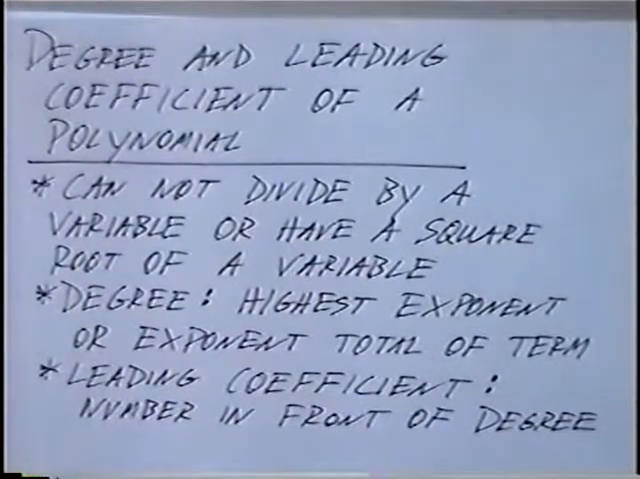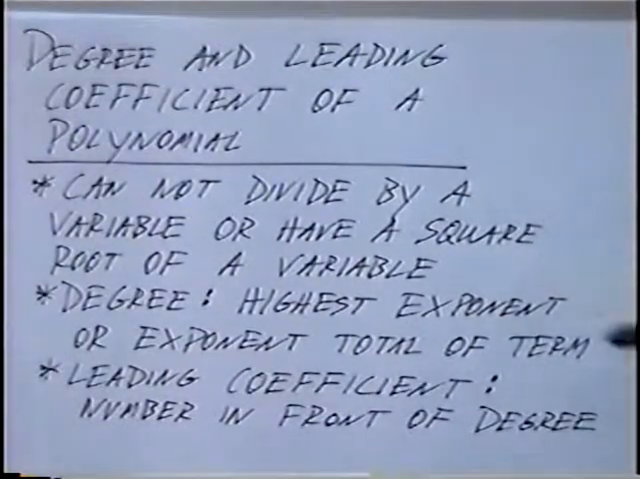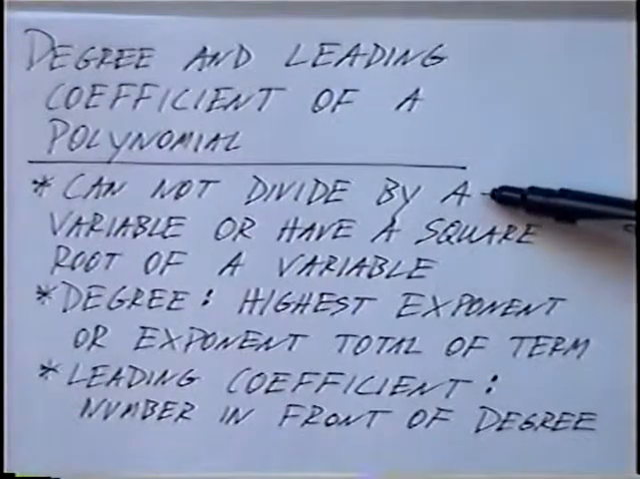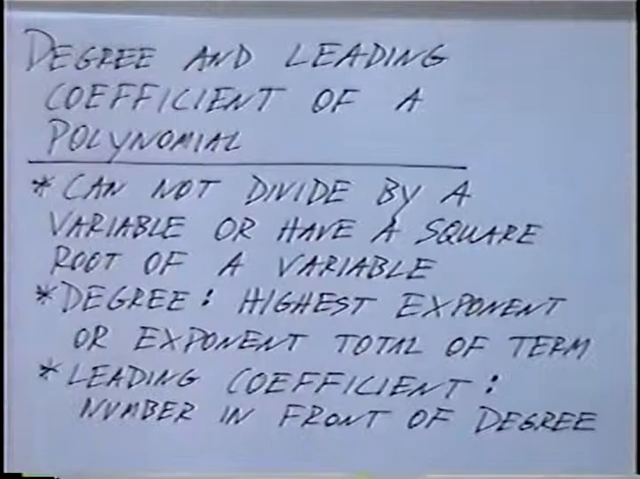Degree and leading coefficient of a polynomial. The definition for a polynomial is you cannot divide by a variable or have a square root of a variable. If you divide by a variable or have a square root of a variable, then it is not a polynomial.